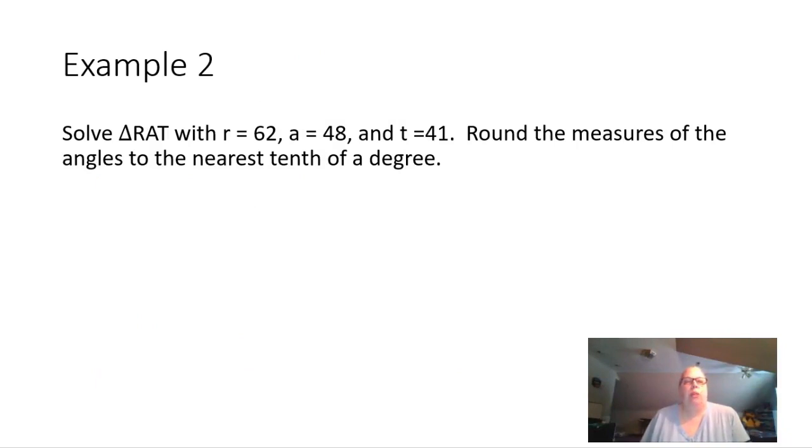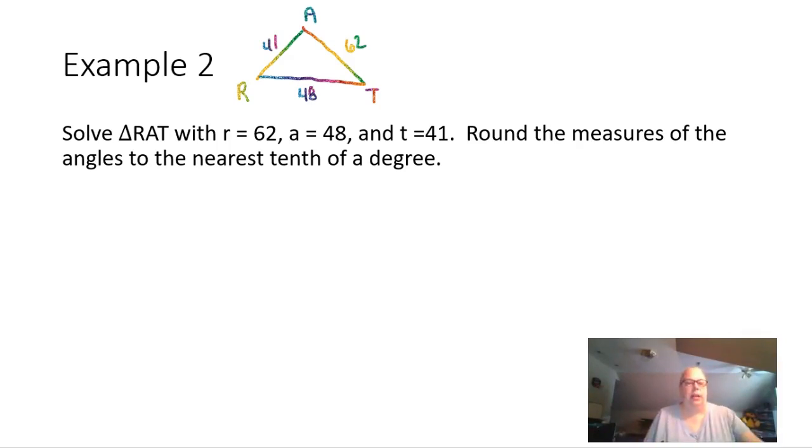Example 2, solve triangle RAT with side R equal to 62, side A equal to 48, and side T equal to 41. Round the measures of the angles to the nearest tenth of a degree. Okay, let's take a look at our triangle first. We'll put angle R down here, angle A up here, and angle T over here. Side R we know is equal to 62. Side A is equal to 48. And side T is equal to 41.